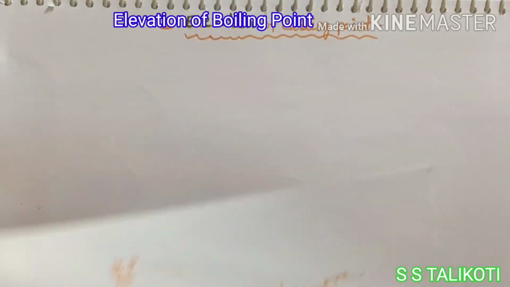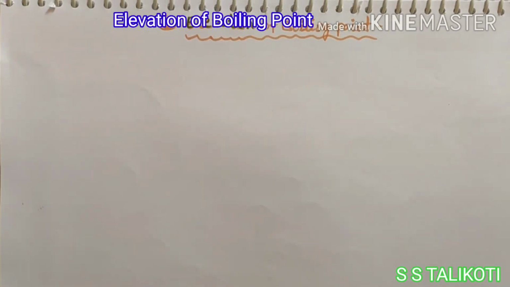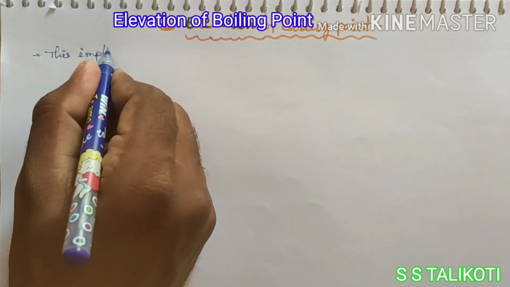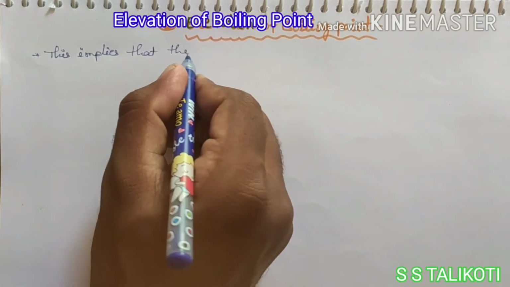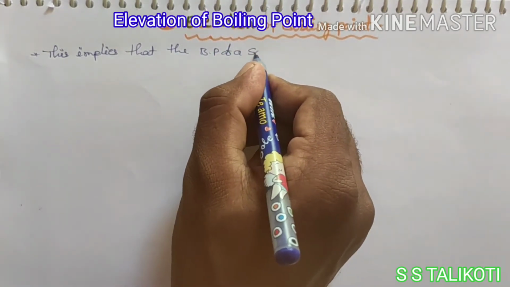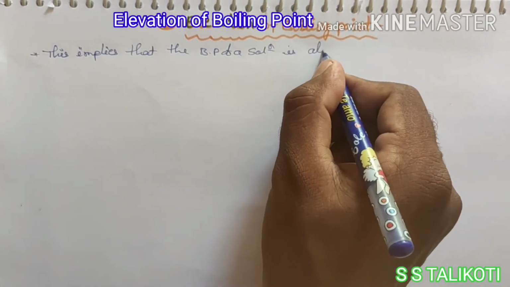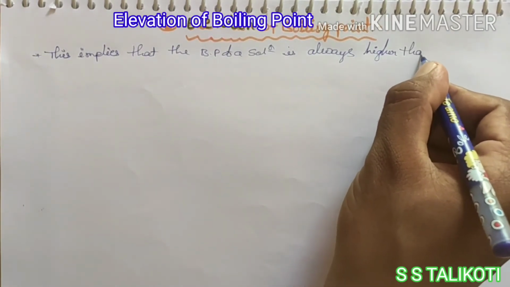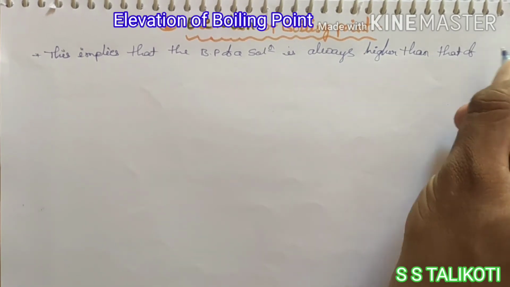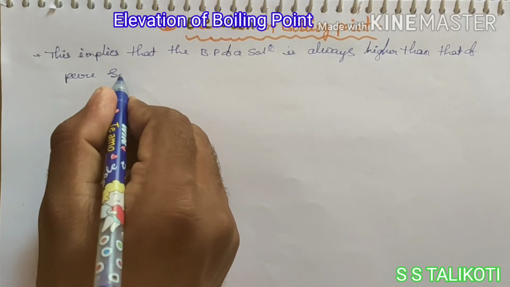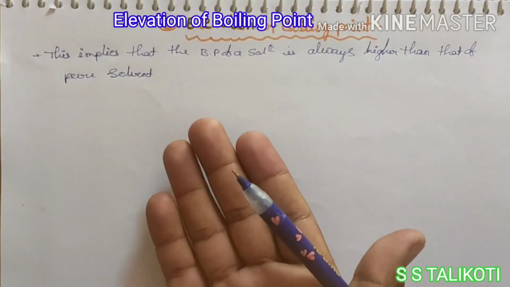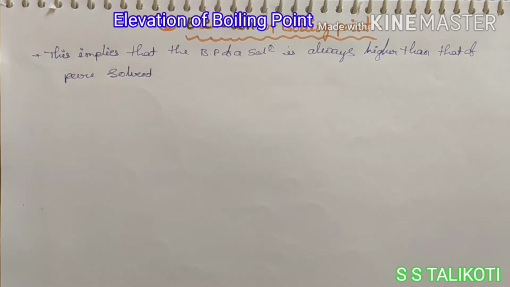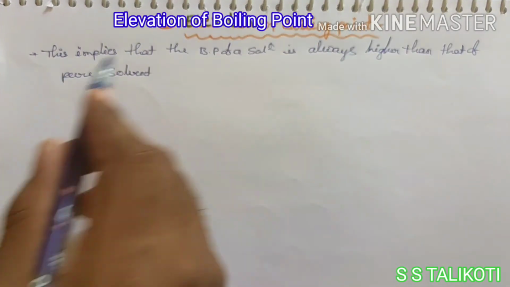Therefore, this implies, it's a very important point, that the boiling point of a solution is always higher than that of the pure solvent. It's very simple. Notice. Therefore, even in a solution, the vapor pressure at the boiling point is always higher than that of the pure solvent. This concept is very important while we are deriving the elevation of boiling point.